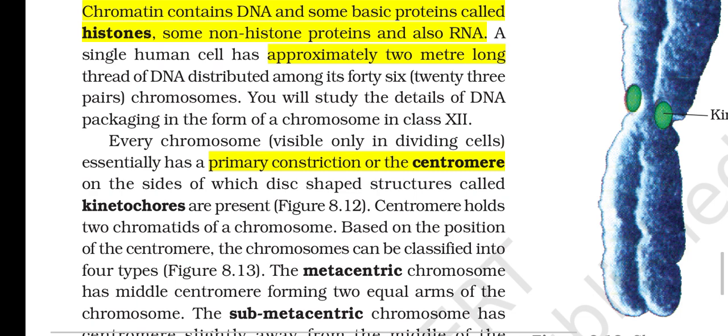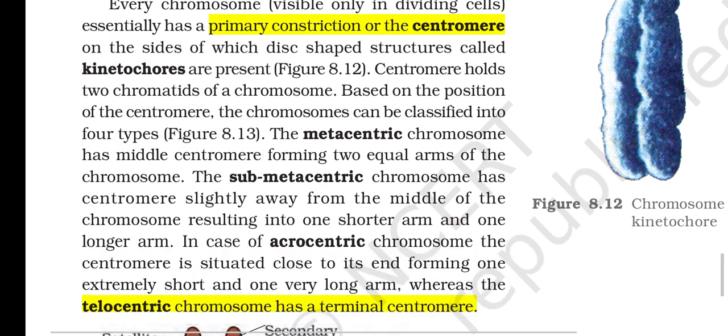Each chromosome, visible only in dividing cells, essentially has a primary constriction or the centromere on the sides of which disc-shaped structure called kinetochores are present. Centromere holds 2 chromatids of a chromosome. Based on the position of centromere, the chromosomes can be classified into 4 types.